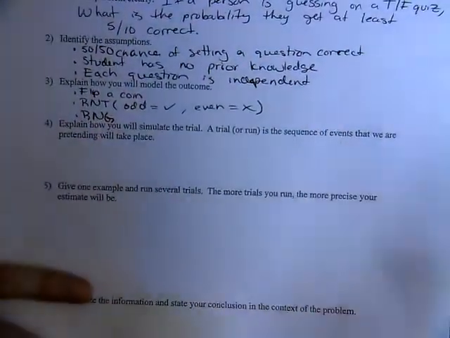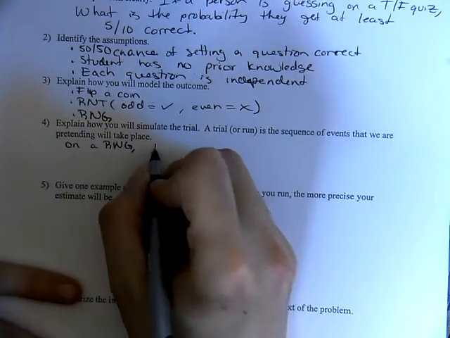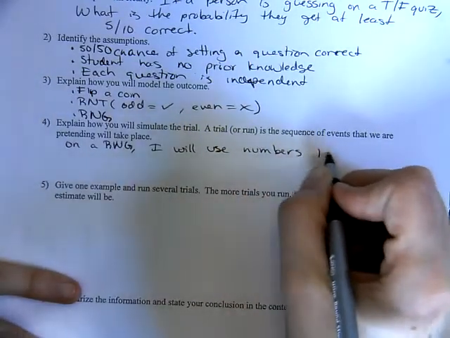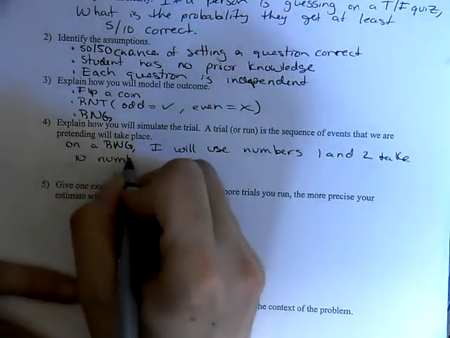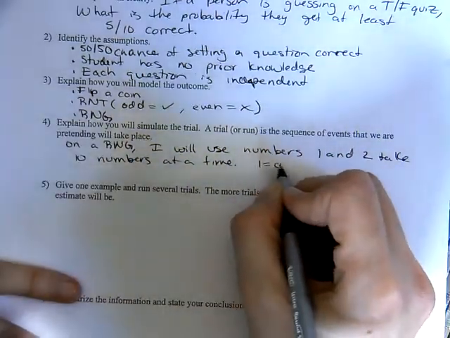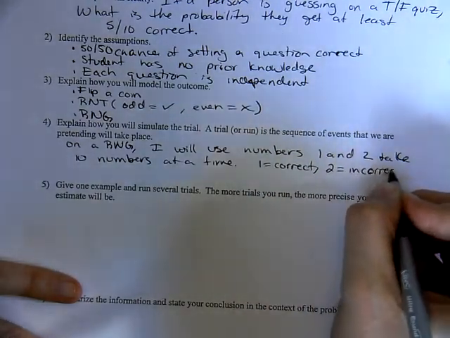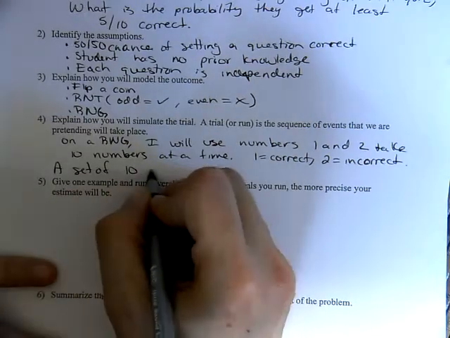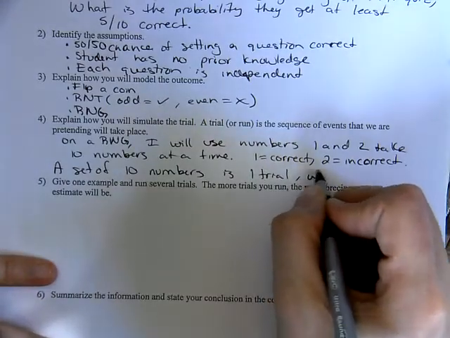So here's how I'm going to simulate the trial. So on a random number generator, I will use numbers 1 and 2 and take 10 numbers at a time. A 1 is meaning they got the answer right. A 2 means they got the answer wrong. So correct, incorrect. A set of 10 numbers is one trial, which is one quiz.